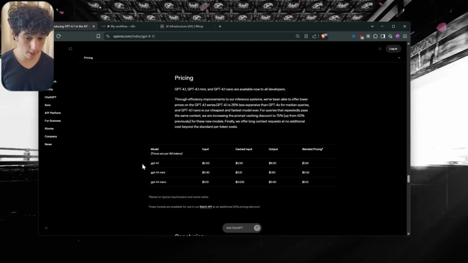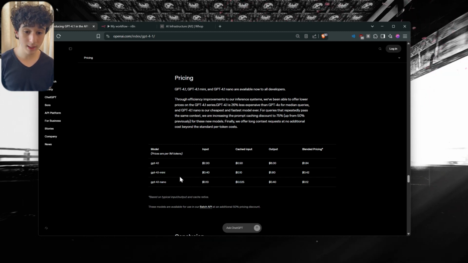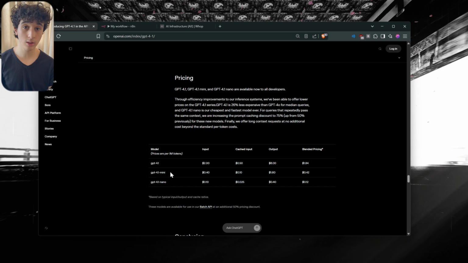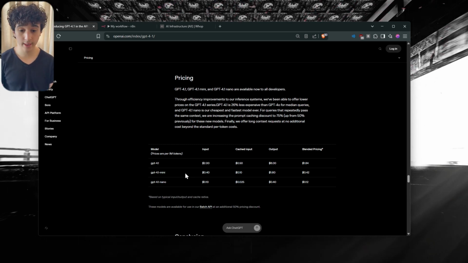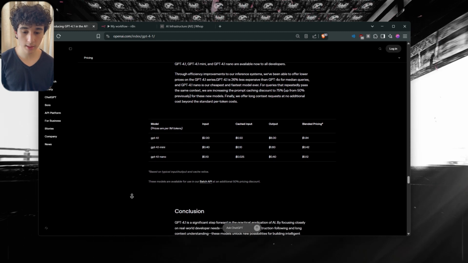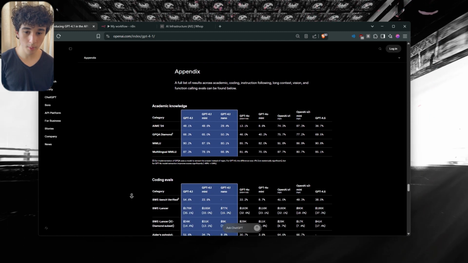Here you can have a look at the prices. Nano is extremely, extremely cheap. And then 4.1 mini for the performance, I think, has amazing pricing. It is honestly close to performance compared to 4.1, while being so much cheaper, which is obviously very nice. So here you can take a look at the pricing. I think it's pretty competitive pricing. And then here they give you the conclusion and then some extra charts.